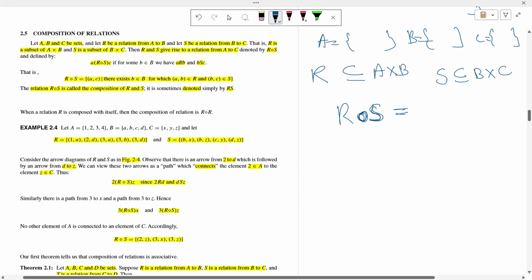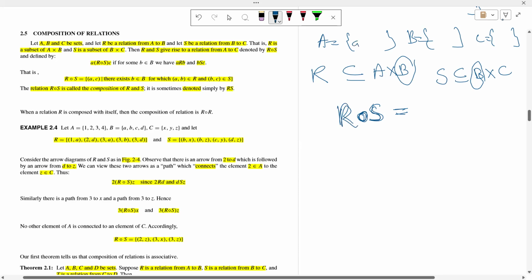So you have three sets A, B, C. It means in the relation R, the range B is considered as a domain for the relation S. So the range of the first relation is considered as the domain for the second relation. So the composition of a relation, we can write R of S.